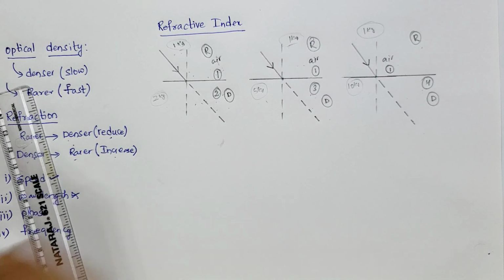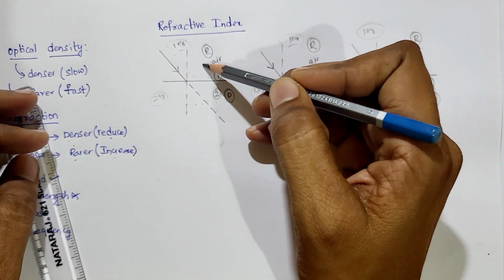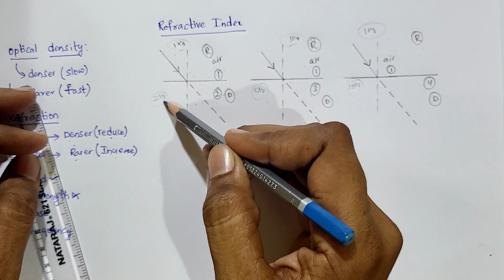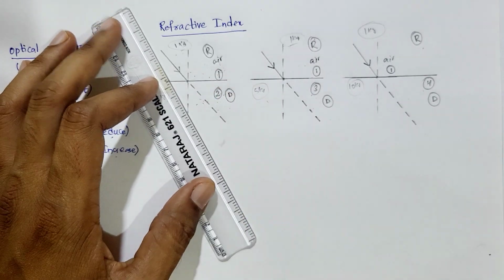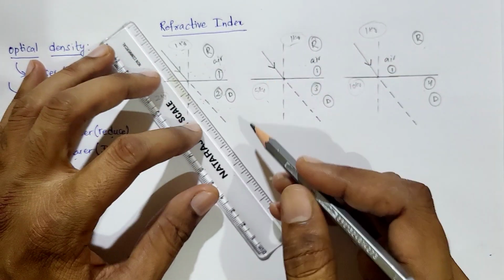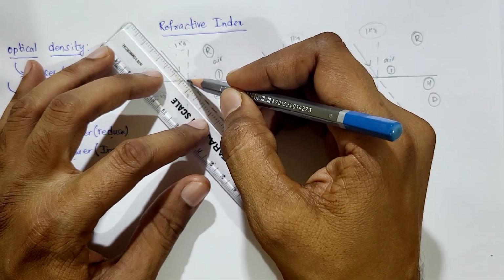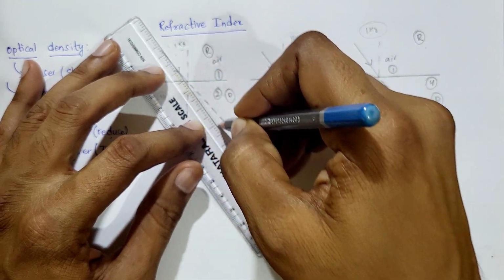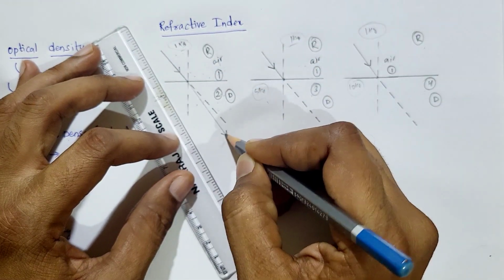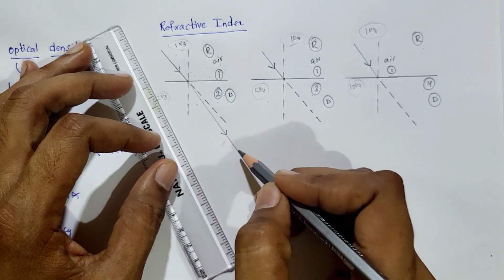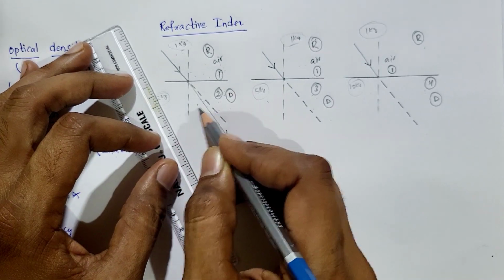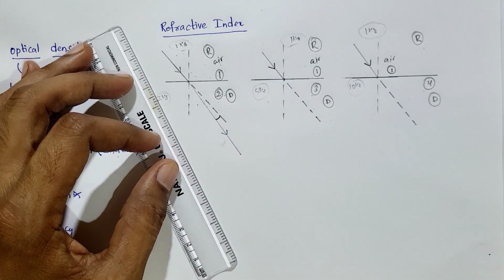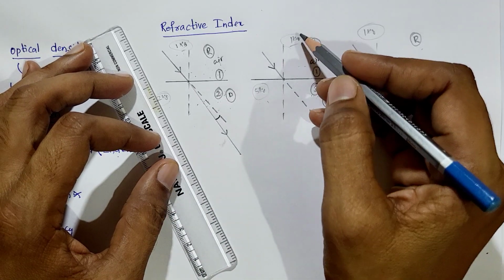Now the difference in optical density from the first medium to the second medium is only 1. So how much refraction will happen? Very little refraction will happen. Very little refraction means very little bending. Somewhere here the refracted light ray will go. The refracted light ray bends towards the normal, but the amount of bending is very little.